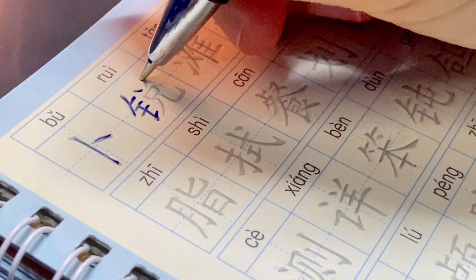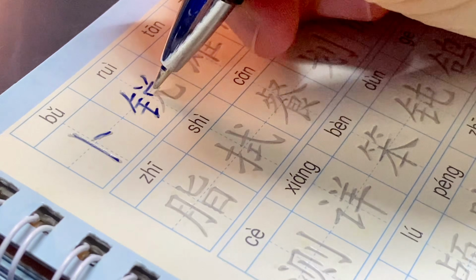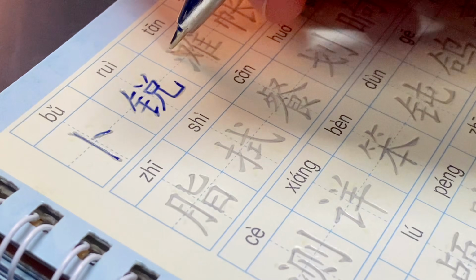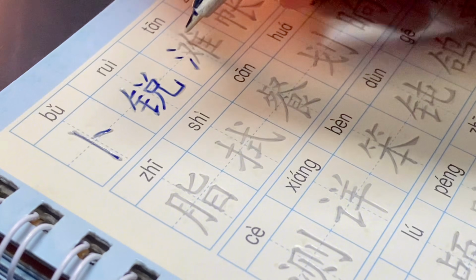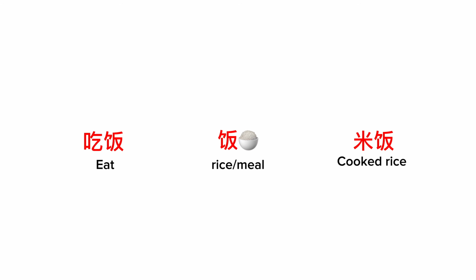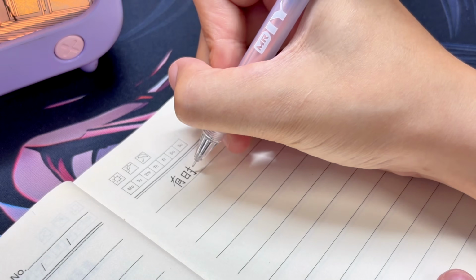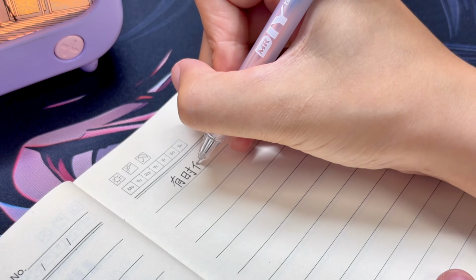Never learn a character in total isolation. It is much easier to remember a character when it belongs to a compound word, 词语, or a full sentence. For instance, if you learn the character fan, which is rice or meal, learn it alongside 吃饭, eat, and 米饭, cooked rice. The more you see a character used in a familiar pattern, the more securely it locks into your memory.